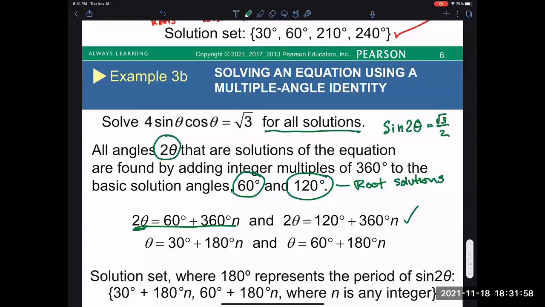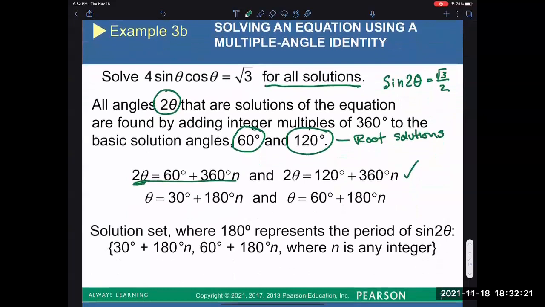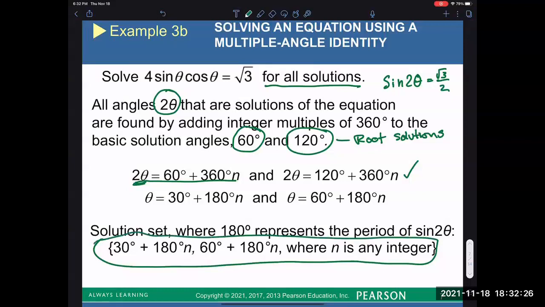And that's because the period of sine of 2 theta is different than the period of sine of theta. Now you're getting repetitions every 180 degrees. When you multiply the inner argument by 2, that divides the period by 2. Instead of having a period of 2 pi, you end up with a period of just pi, or in this case, 180 degrees. So that produces our solution set. In set builder notation, written correctly, we would say that we have 30 degrees plus multiples of 180, 60 degrees plus multiples of 180, multiplying by n, where n is any integer.